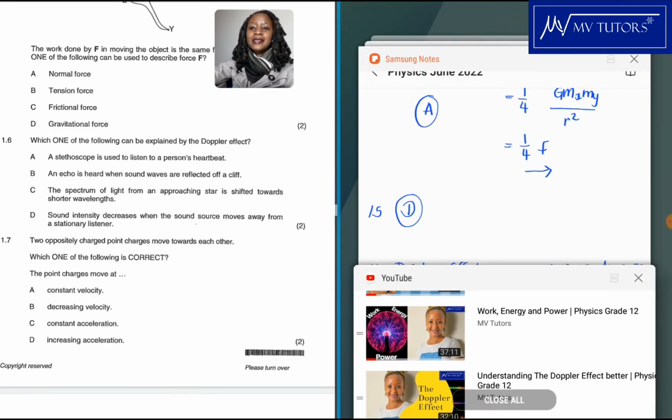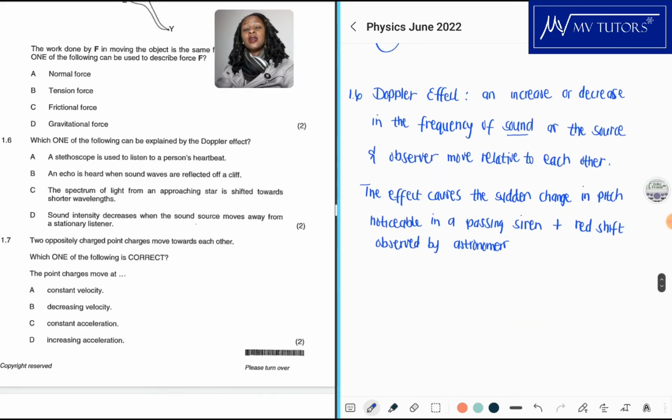Okay, but getting back to our questions, I just wanted to write that down so that when you answer these questions, you think about the theory and then apply it. It says here, which one of the following can be explained by the Doppler effect? A: a stethoscope is used to listen to a person's heartbeat. You might be thinking, is it possible that there's the Doppler effect there? Not really, because yes, a stethoscope magnifies the sound of the heartbeat that you can hear, but there's no movement. The stethoscope is still, the listener is sitting still, and the heart is connected to you, so it is sitting still too. There's no movement there, so it's not an option.